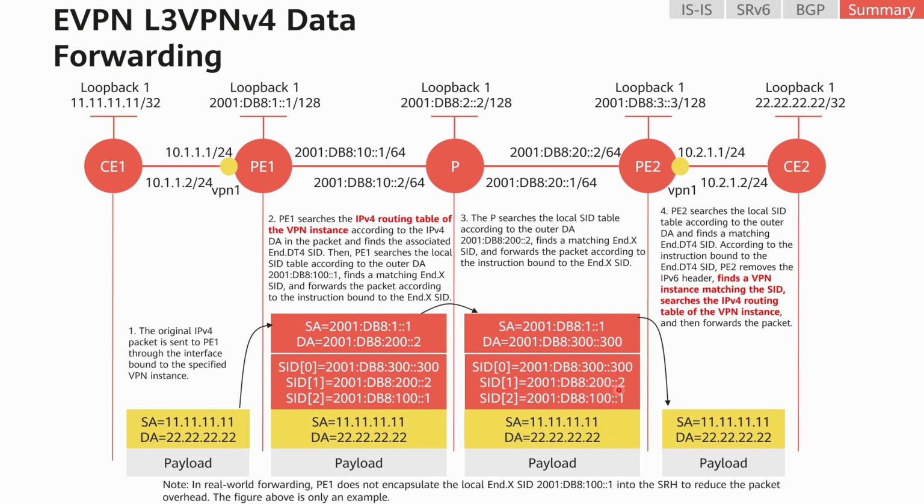Fourth, P2 searches the local seed table according to the outer destination address and finds a matching end.dt4 seed. According to the instruction bound to the end.dt4 seed, P2 removes the IPv6 header, finds a VPN instance matching the seed, searches the IPv4 routing table of the VPN instance, and then forwards the packet.